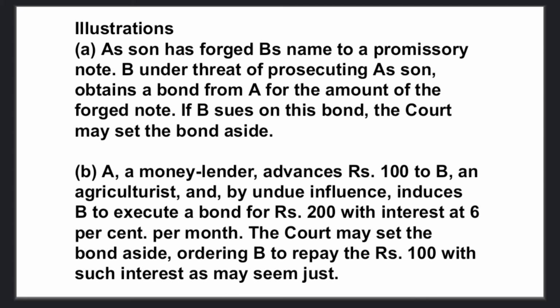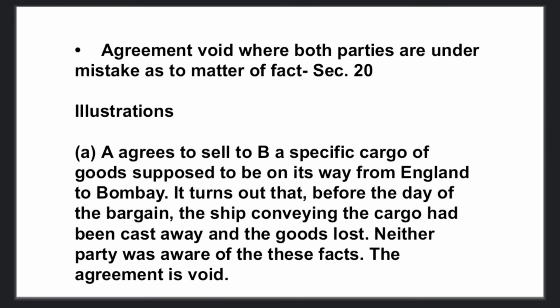Now we are done with two consequences, and let us see the third consequence if the consent is not free. The agreement will be void where both parties are under mistake as to matter of fact. So the important section in this behalf is section 20. So if there is a free consent between two parties, but both the parties are under the mistake of fact, then in that case the agreement becomes void.